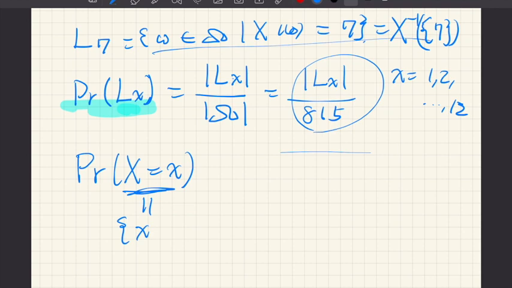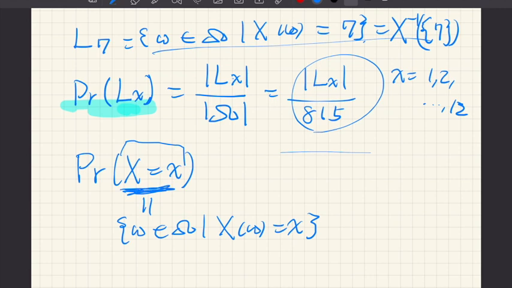Just this. Okay. Not x. It's omega. X of omega, it's lowercase x. This argument of the probability function is always a subset of the sample space.